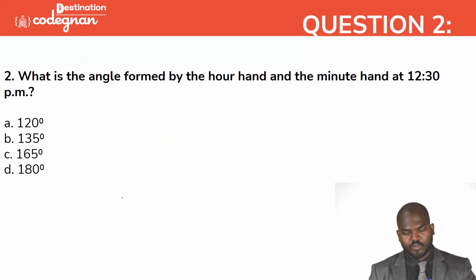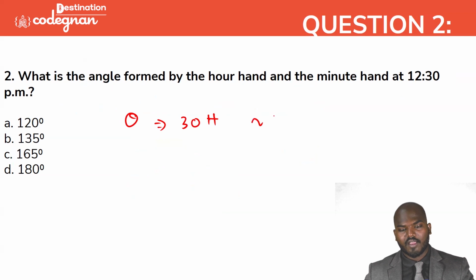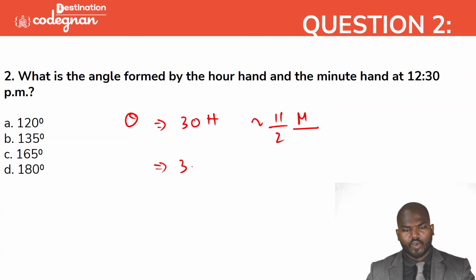Okay. So going to the next question. What is the angle formed by the hour hand and the minute hand at 12:30 p.m.? We can say that we can call it theta is equal to 30 of h, same formula, minus 11 by 2 of m. We can take it up. That is 30 of 12, minus 11 by 2 of 30.